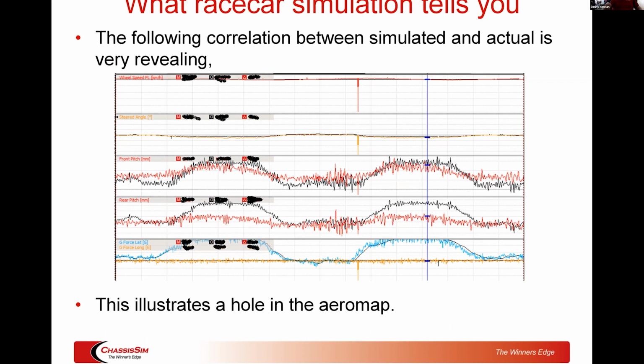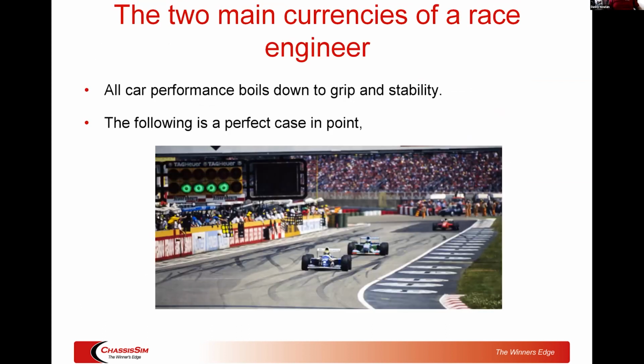So moving on. Okay, let's talk about the two main currencies of a race engineer. All car performance boils down to grip and it boils down to stability. And the following is a perfect case in point. This is the last time that Ayrton Senna crossed the start-finish line. This was Imola, May 1994.